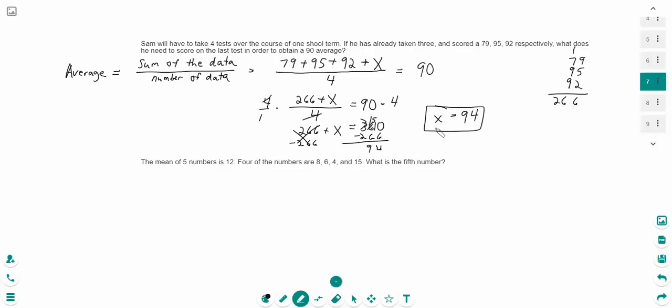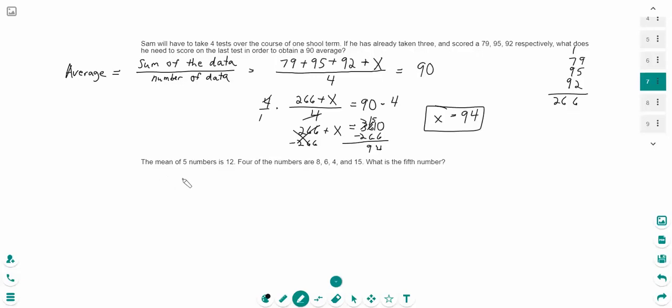That is the grade that he needs to get on that fourth test in order for his average to be 90. All right? So that's the beautiful thing about average. If we don't know one of the data points, but we do know what we want the average to be, we can figure out that unknown. All right? Very good. So this next one, I want you to try it on your own first, and then we'll do it together. But it's the same concept.